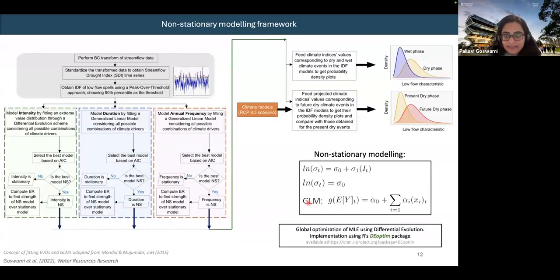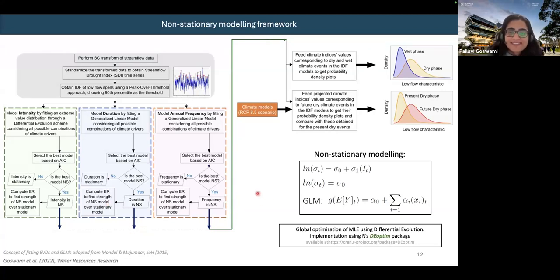So this is basically an overall summary of what I've been describing, of the different steps. We've got the data, the intensity model, the duration model, and the annual frequency model. Then we use the evidence ratio to understand which non-stationary model is performing significantly better. And then, what we do with that.